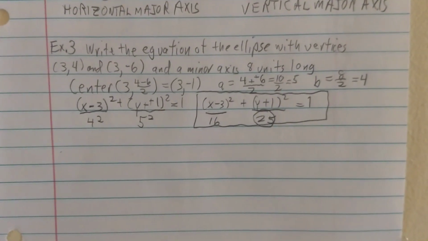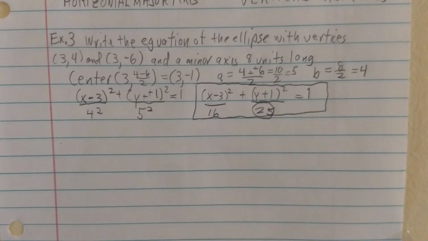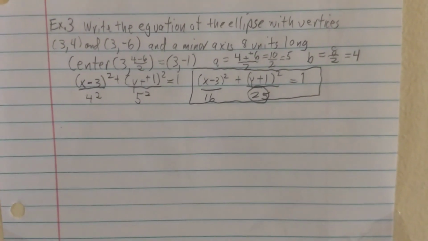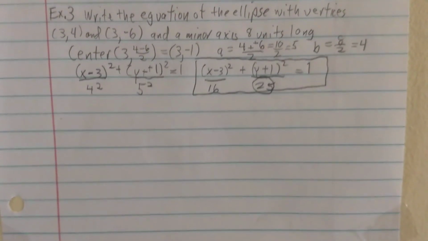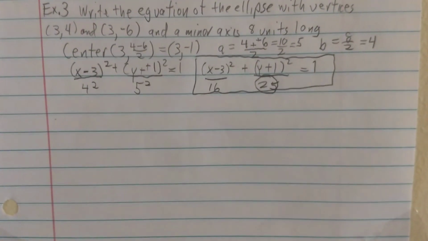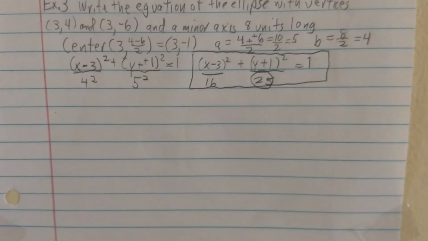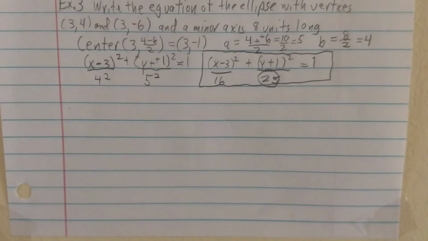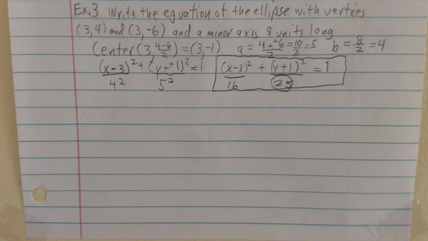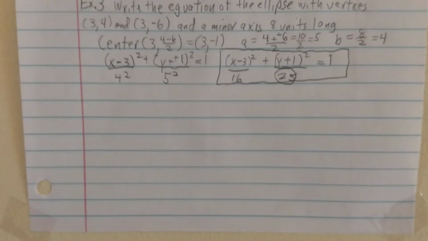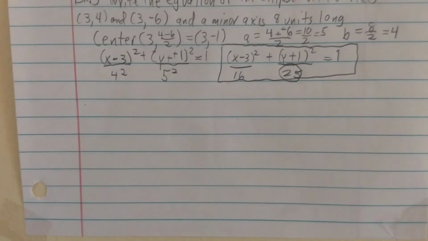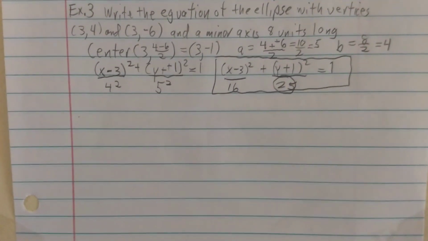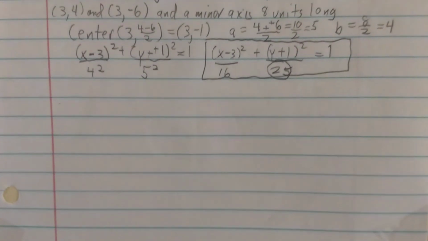Now to write the equation of the ellipse with vertices 3, 4, and 3, negative 6, so that means it's going back and forth on the y, and a minor axis 8 units long. When it says it's got a minor axis 8 units long, it means it goes, in this case, from the center 4 to the right, and then from the center 4 to the left. So each part from the center is only 4, that's why we cut that in half for our b.